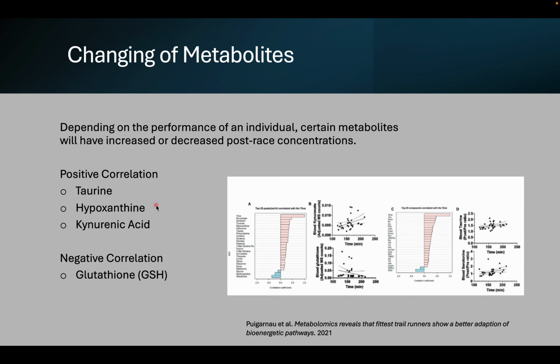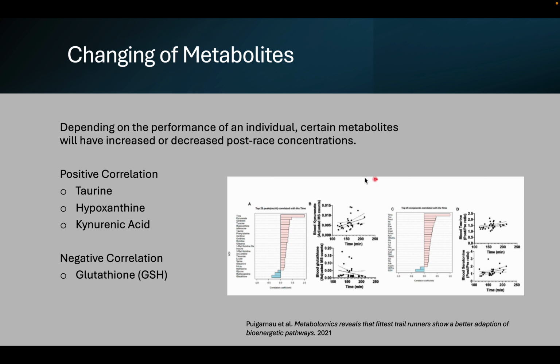Taurine, hypoxanthine, kynureninic acid are some of the most important, which we'll get to taurine and kynureninic acid later in the slideshow. The other 3 not listed were adenosine, serotonin, and tyrosine. Out of the 7, you only had 1 that had a negative correlation. This was glutathione, namely the reduced version. This comes into play later in the PowerPoint.